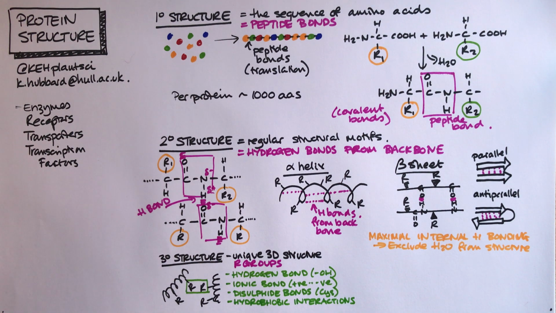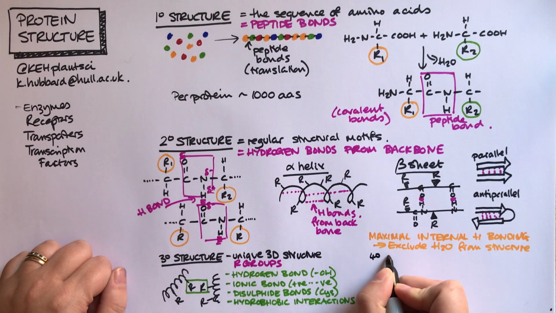Depending on what R groups you've got, it depends on which sorts of bonds you might be able to form, but we've got those different types of bonds. So in the three-dimensional structure of a protein, you'll have bits of alpha helix and bits of beta sheet that are then attached to each other through interactions with the R groups.